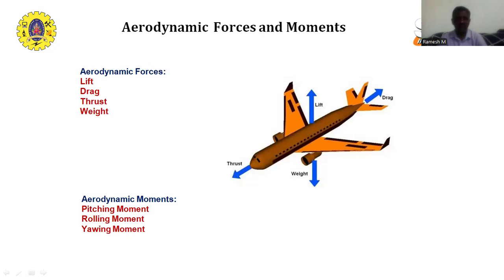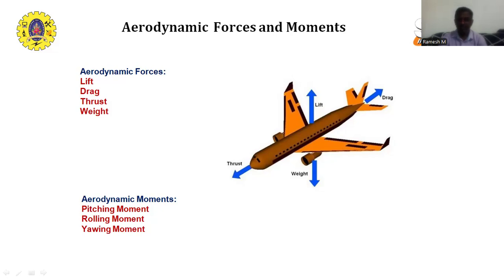A force may be thought of as a push or pull in a specific direction. A force is a vector quantity, so a force has both magnitude and direction. When describing forces, we have to specify both the magnitude and the direction. This slide shows the forces that act on an airplane in flight.